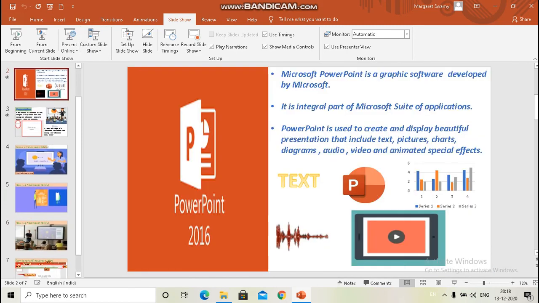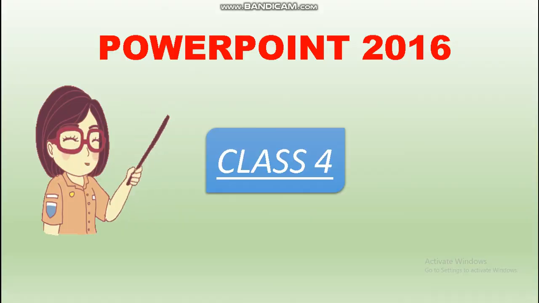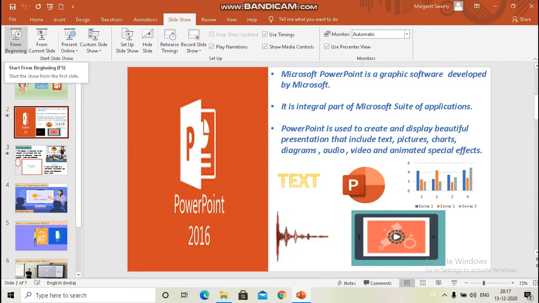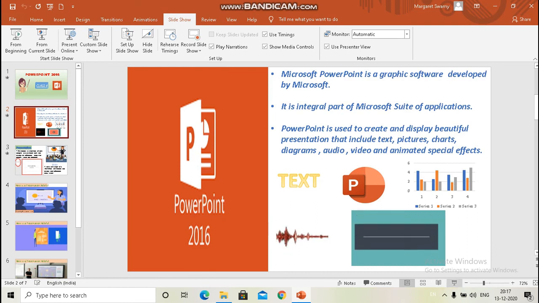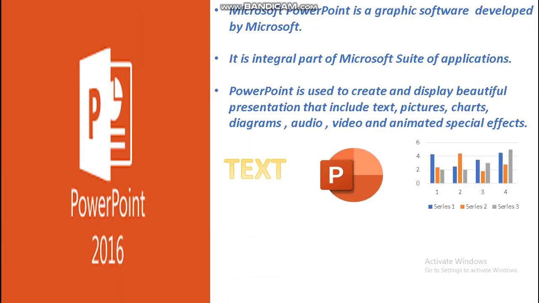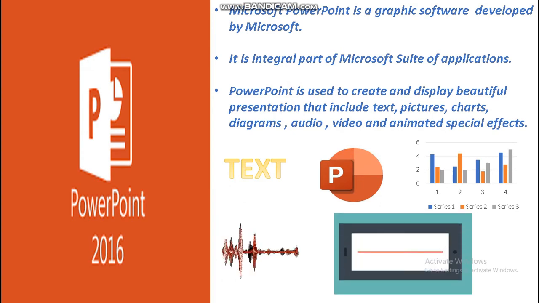Now the shortcut key for the slideshow is F5. So if I press F5, or if I want to see the presentation from the beginning, I will click From Beginning, or I will use this Slide Show symbol. So click on it. One by one the slides of the presentation will be displayed. By clicking the right arrow, the next slide comes.